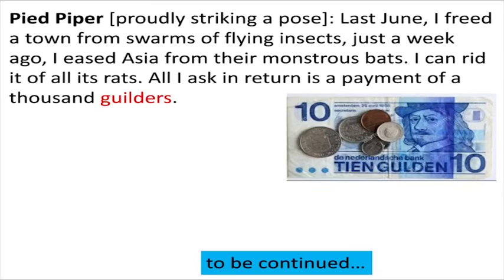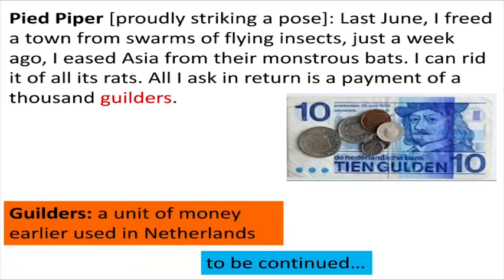He says further, "Last June I freed a town from swarms of flying insects. Just a week ago I eased Asia from their monstrous bats. I can rid it of all its rats. All I ask in return is a payment of 1,000 guilders." Guilders, a unit of money earlier used in the Netherlands. You can see the currency here.